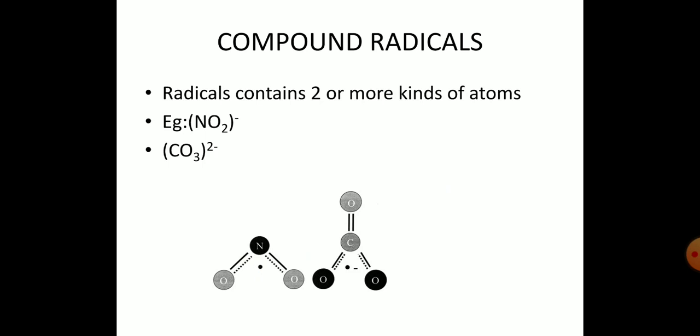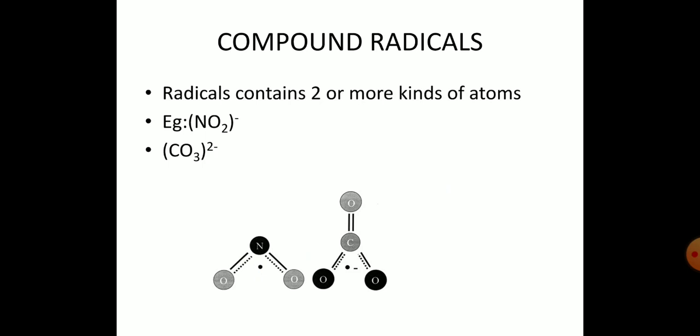Look at the example. We have nitrate and carbonate. In nitrate, you have N, that is nitrogen, and you have 2 atoms of oxygen. And in carbonate, you have 1 atom of carbon and 3 atoms of oxygen, and accordingly their charges.